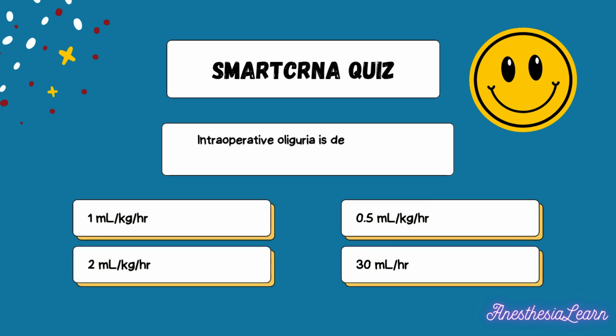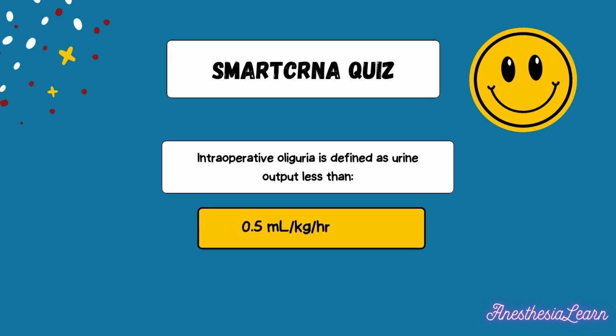Intraoperative oliguria is defined as urine output less than 1 milliliter per kilogram per hour, 0.5 milliliters per kilogram per hour, 2 milliliters per kilogram per hour, 30 milliliters per hour. 0.5 milliliters per kilogram per hour. This is the standard definition used to identify renal hypoperfusion or early acute kidney injury, AKI.